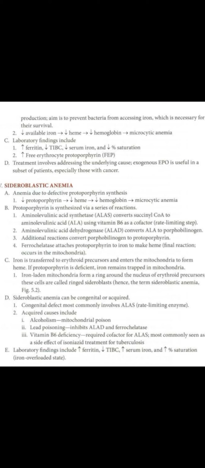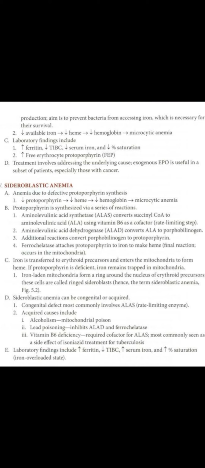Aminolevulinic acid dehydratase converts ALA to porphobilinogen. Additional reactions convert porphobilinogen to protoporphyrin. Ferrochelatase attaches protoporphyrin to iron to make heme. Final reactions occur in the mitochondria. Iron is transferred to erythroid precursors and enters the mitochondria to form heme.